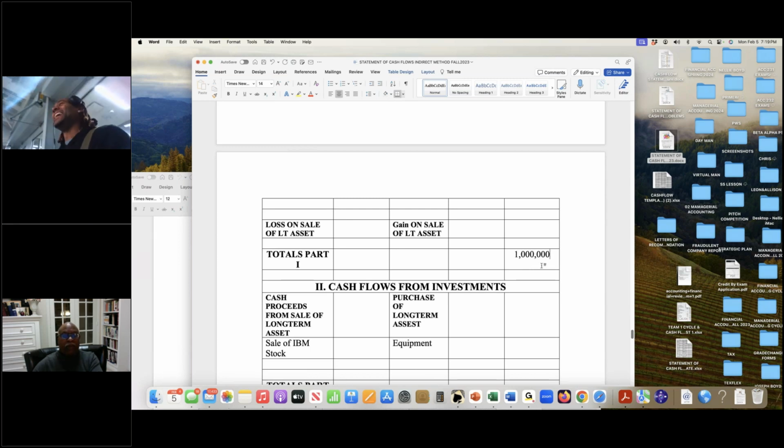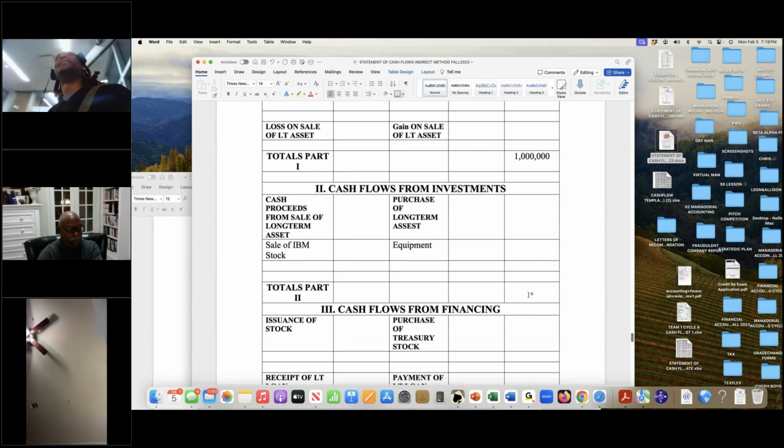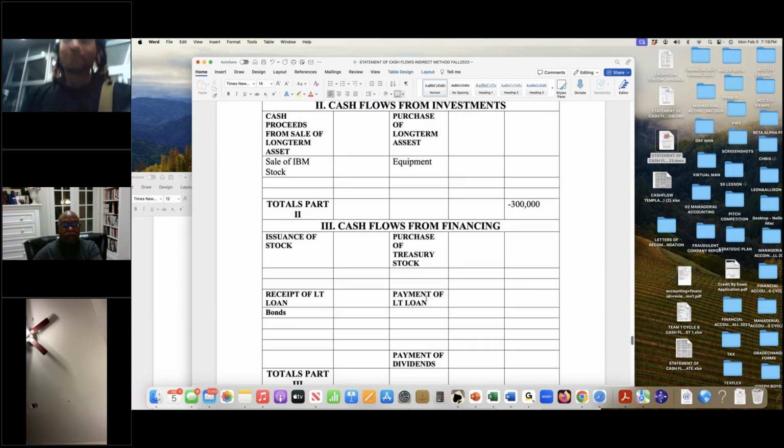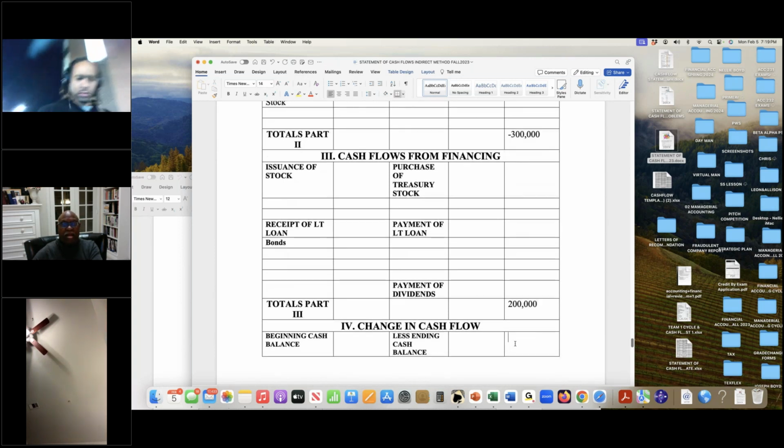Part 2, we want the company to be investing and expanding. So we want this to be negative. Then we want the company to pay dividends and pay loans back. So we want this to be negative. We want the ending balance to be positive. So this is a guide of what it should look like.